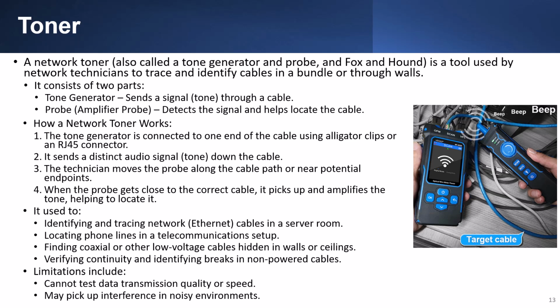It's used for identifying and tracing network Ethernet cables in a server room, locating phone lines in a telecommunications setup, finding coaxial or other low voltage cables hidden in walls or ceilings, and verifying continuity and identifying breaks in non-powered cables. Limitations include that it cannot test data transmission quality or speed, and it may pick up interference in noisy environments.